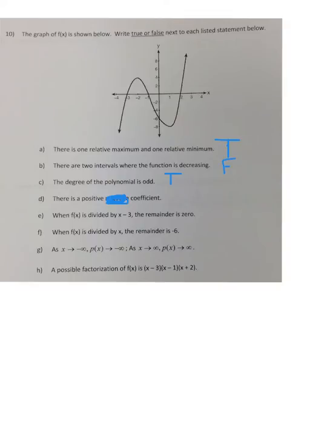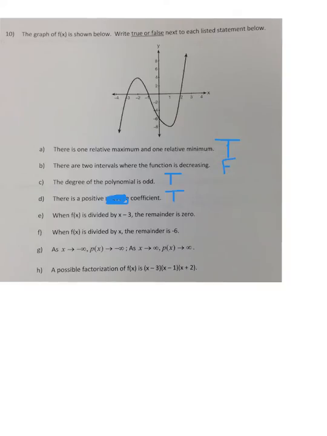Remember, if the polynomial is an odd degree, then we start from the left right here and ask ourselves, what are we doing first as we start walking? And if you look, we start walking and we're walking up. So that is a positive leading coefficient. So the answer to D is true.